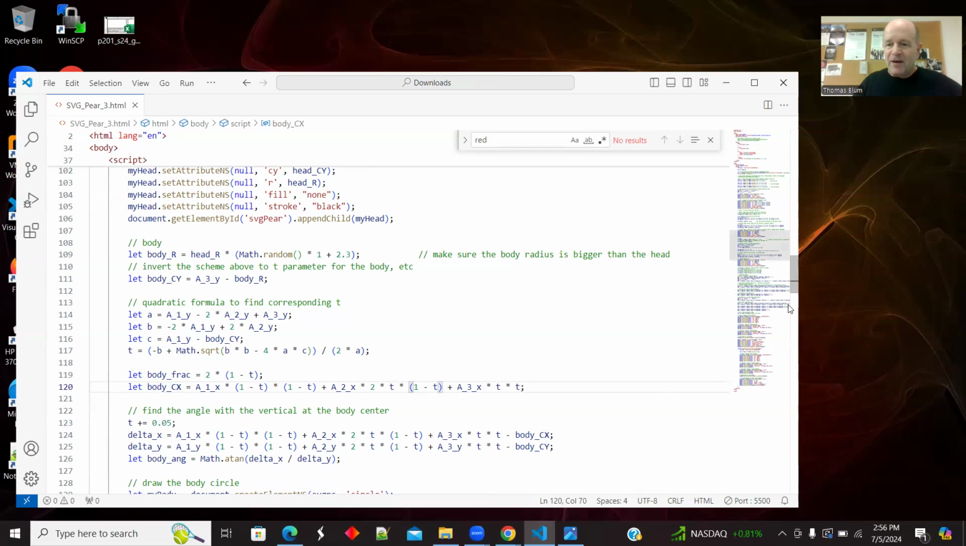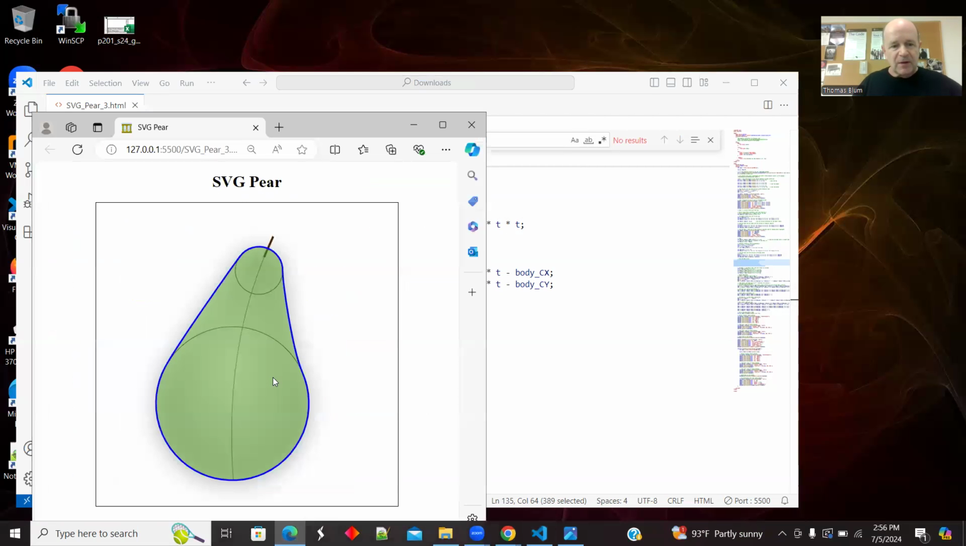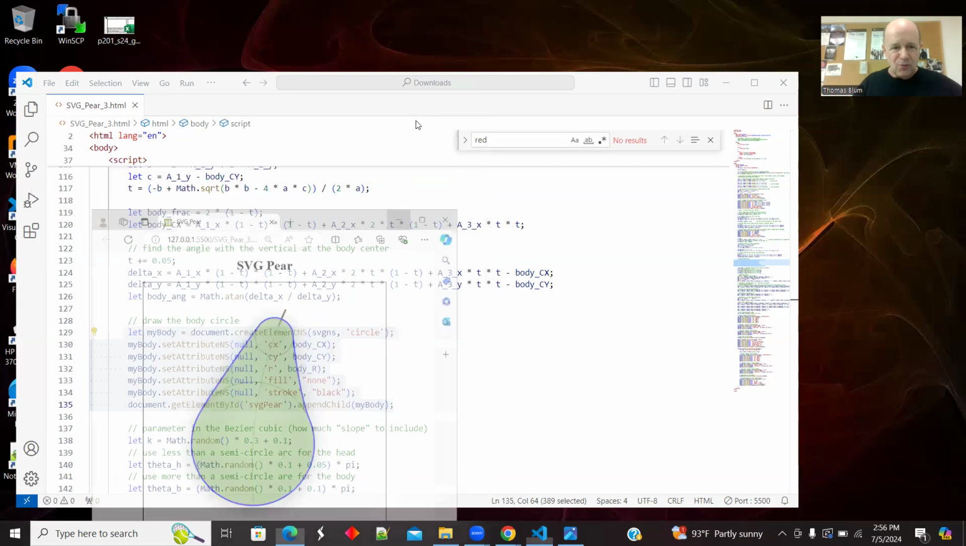Okay. And then, once again, play the game where I change T by a little bit and find this angle because I do have this curved axis. So my axis is not completely vertical. Okay. And then I'm drawing the body circle, same thing. Body CX, body CY, body R. And we see that in the picture. And again, I probably take that out of some kind of final thing, but I want to show you my thought process here.